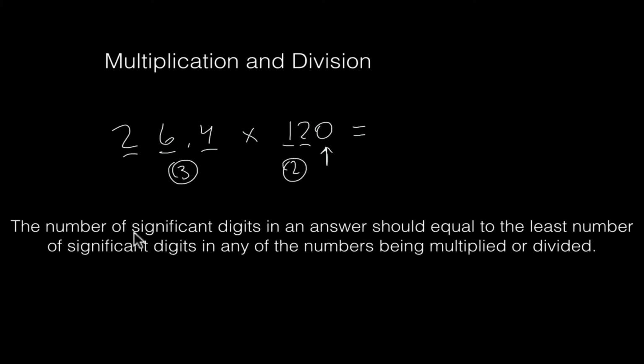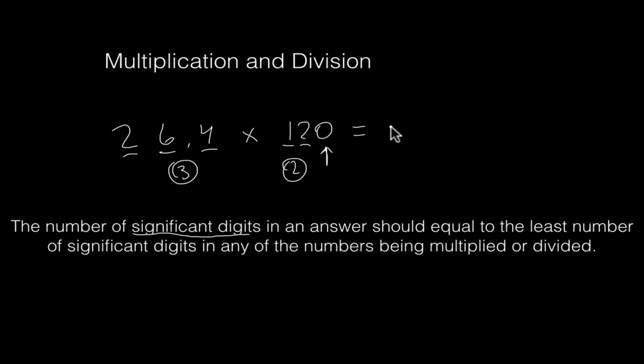In this case, the number of significant digits should be equal to the least number of significant digits in any of the numbers being multiplied. So these are the numbers being multiplied. The one with the least amount of significant digits, that's how many significant digits we should have in our answer. So in this case, we should only have 2.